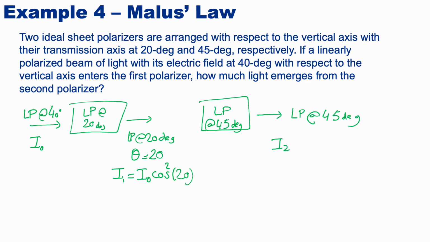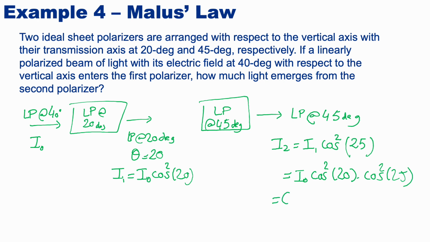For the total intensity we are applying Malus law, so it is what you have in front, cosine squared of the angle. So you have 20 before, and now you are setting everything at 45, so it's a difference of 25 degrees. And then you can say, all right, what I had before was my input times cosine squared of 20 multiplied by cosine squared of 25. So that's gonna be around 0.725 of your initial light.